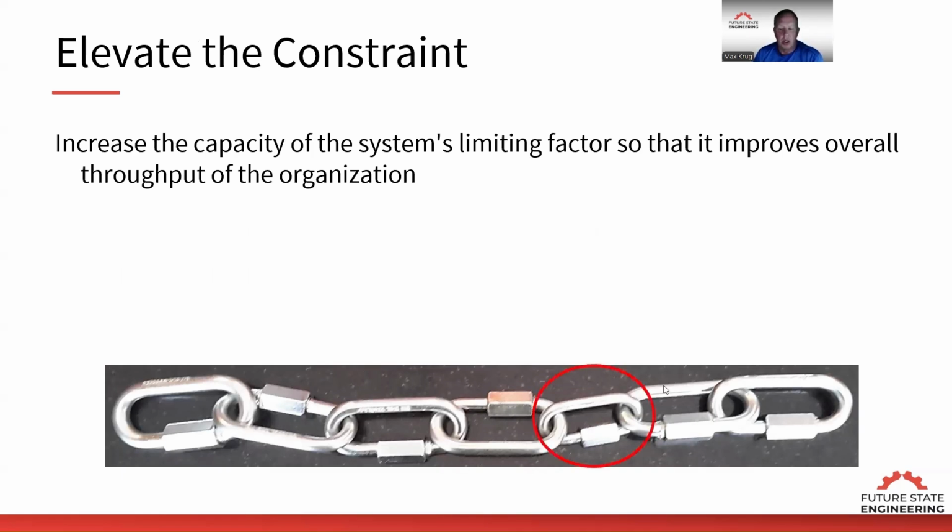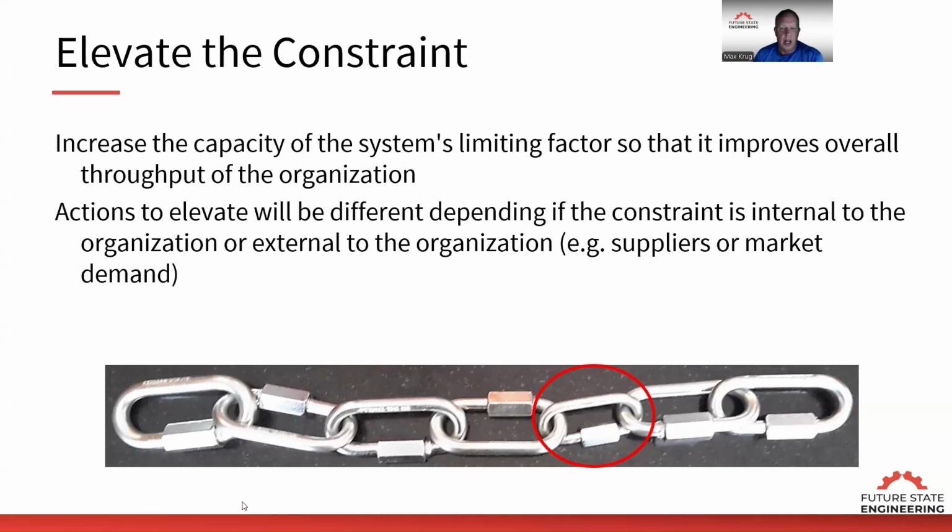It's the resource with the least amount of capacity in our system, and it could be internal or external to the organization. So to elevate the constraint, what it means is we're going to increase the capacity of that limiting factor. And if we increase the capacity, it's going to improve the throughput of the entire organization. So the actions can be different depending on whether that constraint is internal or external to the organization.